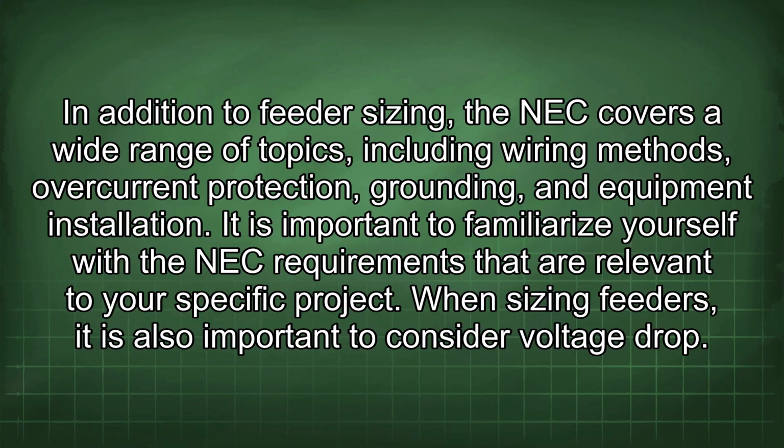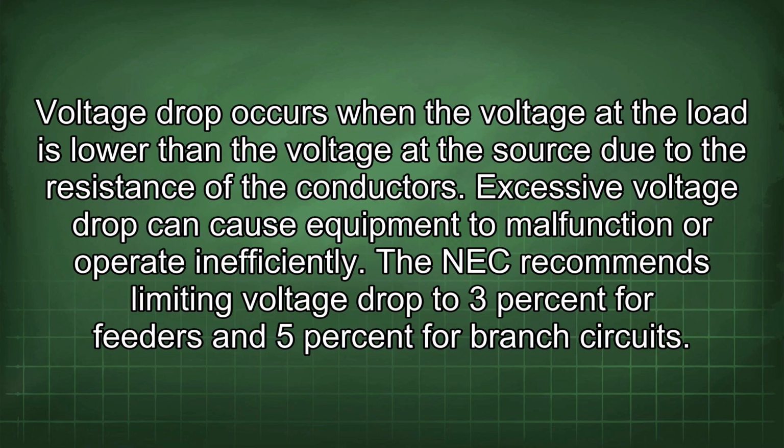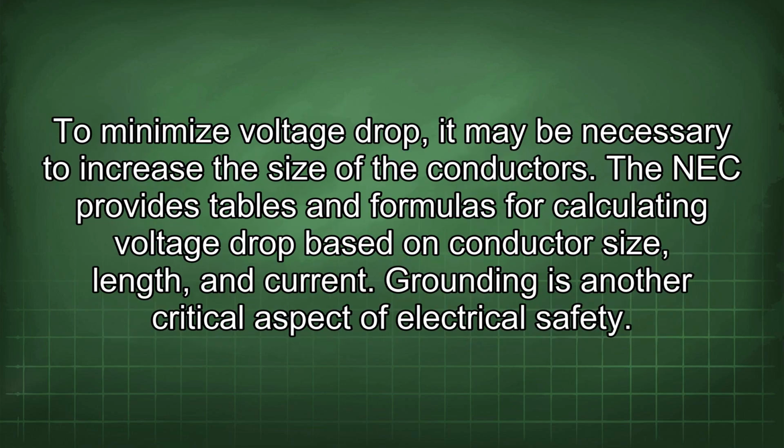When sizing feeders, it is also important to consider voltage drop. Voltage drop occurs when the voltage at the load is lower than the voltage at the source due to the resistance of the conductors. Excessive voltage drop can cause equipment to malfunction or operate inefficiently. The NEC recommends limiting voltage drop to 3% for feeders and 5% for branch circuits. To minimize voltage drop, it may be necessary to increase the size of the conductors. The NEC provides tables and formulas for calculating voltage drop based on conductor size, length, and current.